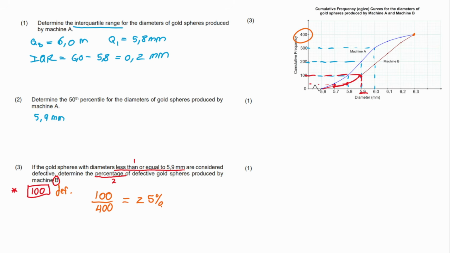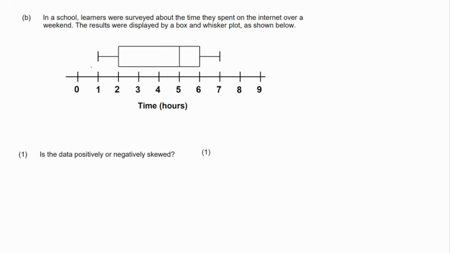Okay, not too bad. So here we have a box and whisker plot. It says in a school, learners were surveyed about the time they spent on the internet over a weekend. The results were displayed by a box and whisker plot as shown below. First question, is the data positively or negatively skewed?